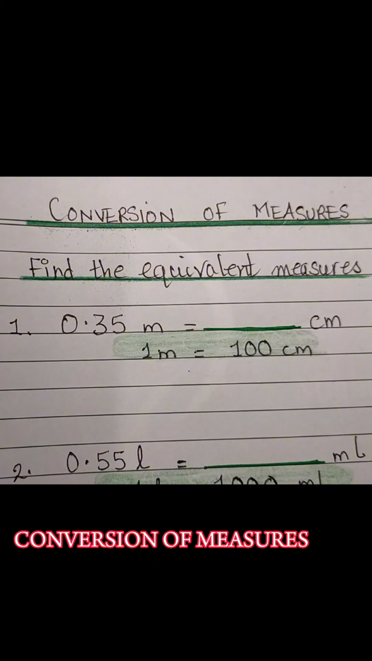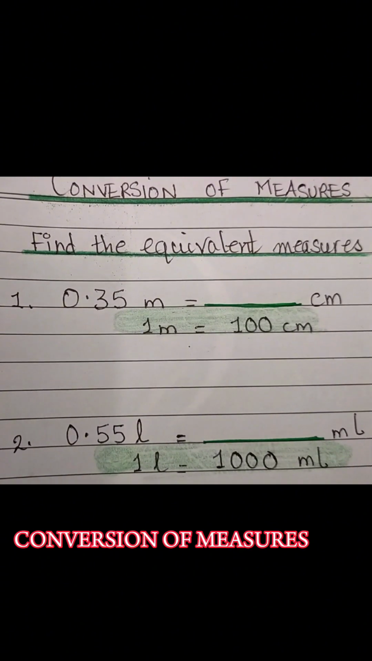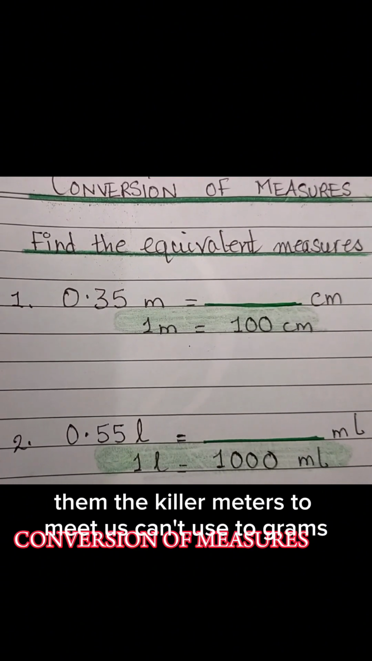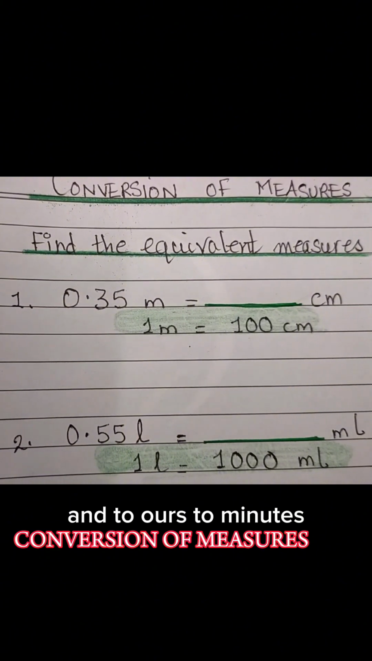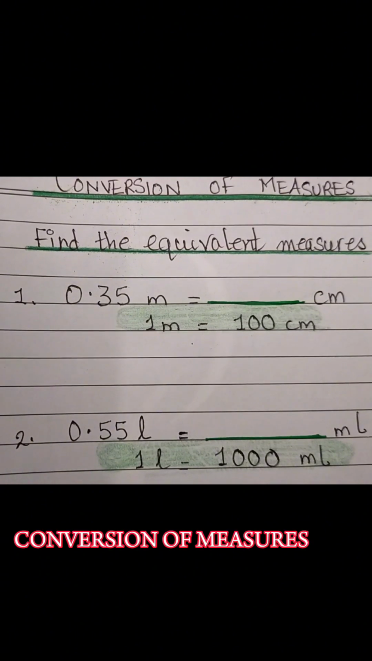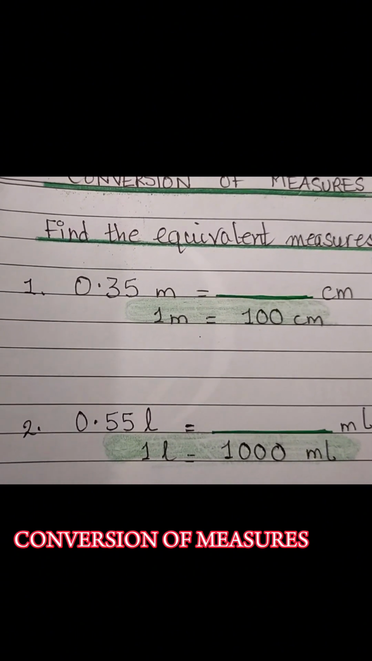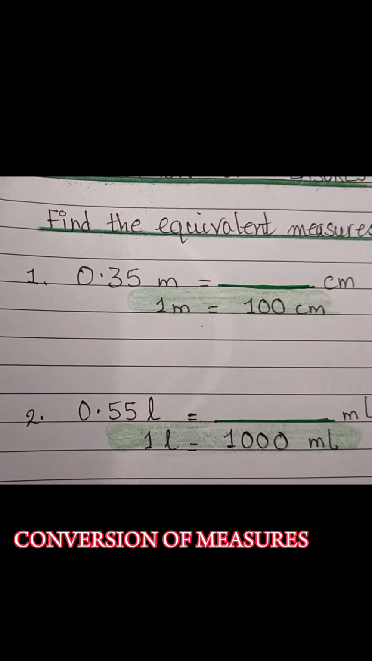You are just given a few questions. Find the equivalent measures: converting meter to centimeter, liters to ml, kilometers to meters, kgs to grams, and hours to minutes. There's so many things that you can convert. Let's have a look at the questions over here, finding out the equivalent measures of these given figures. I have a first question for you children. 0.35 meters. It needs to be converted into centimeters.